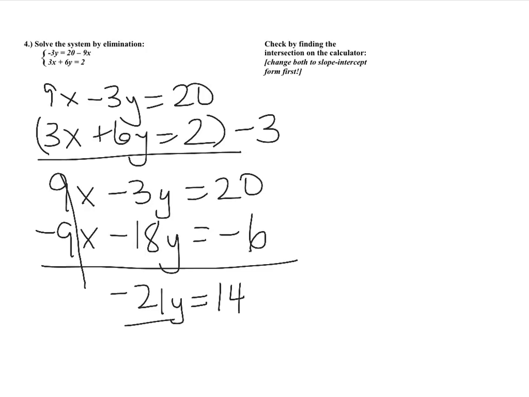And I'm going to divide everything by negative 21. And so now what I have is a fraction, right? So I get y equals 14 over negative 21, well, that's just a negative fraction. 14 and 21 are both divisible by 7. So I'm going to divide by 7. So 14 divided by 7 is 2. 21 divided by 7 is 3. So I get that y is equal to negative 2/3.